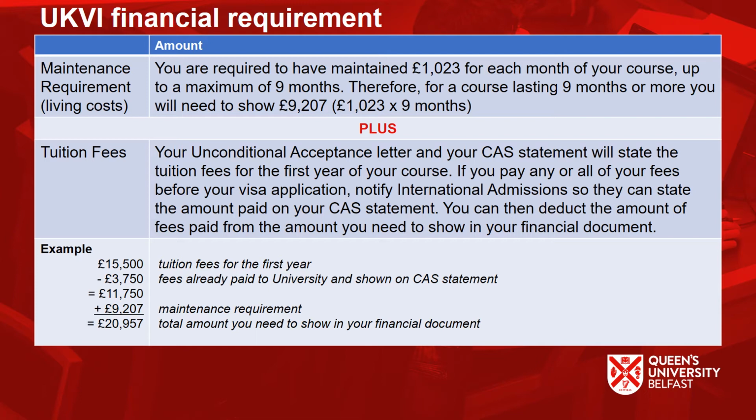And if you're studying for 9 months or more, you will need to show that you have £9,207 living costs available to you. As well as this, you need to show evidence that you are able to pay all your tuition fees. If you've already paid some tuition fees, you can show evidence of this along with your application, either by your CAS stating that you've paid this fee or providing a receipt that the university's tuition fee department have emailed to you.